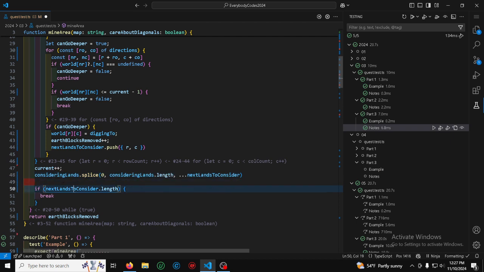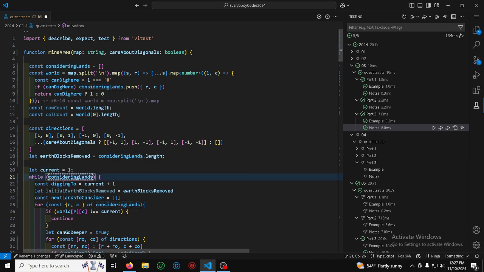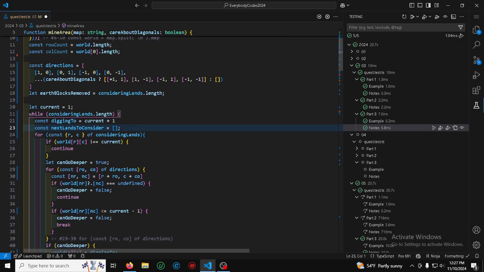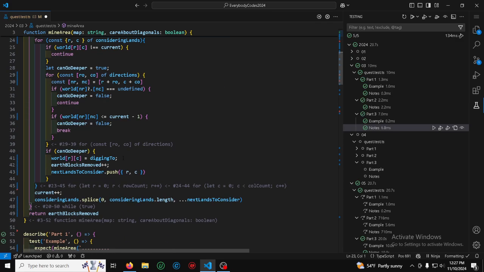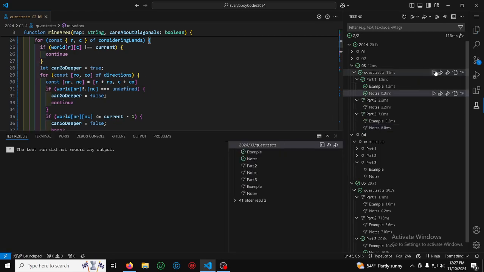So our while loop can be, hey, if we don't have any more land, we're going to look at digging. We stop digging. I like this. And we can also just do this math at that point. But let's see if we didn't break everything first.